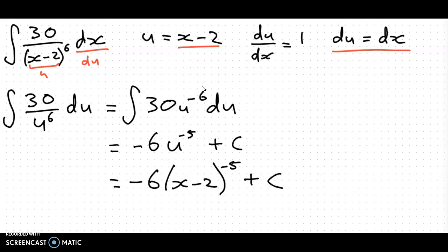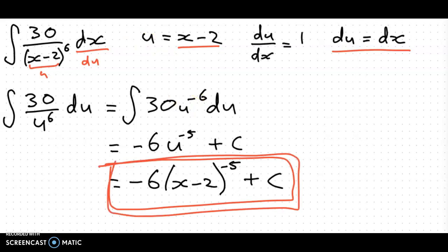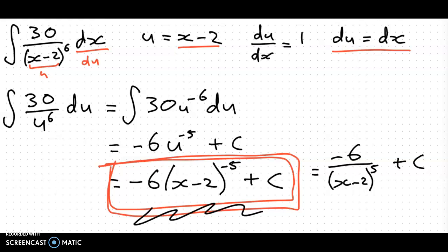And we're all good. We don't need to bother making that a positive power or anything like that. This kind of one, we're totally fine just leaving it like that. But of course, you could also write it as negative 6 all over x minus 2 to the power of positive 5. Obviously that's the same. And if you look in the back of the book, that's what it'll have, but in the exam you don't need to simplify it. That's absolutely fine.